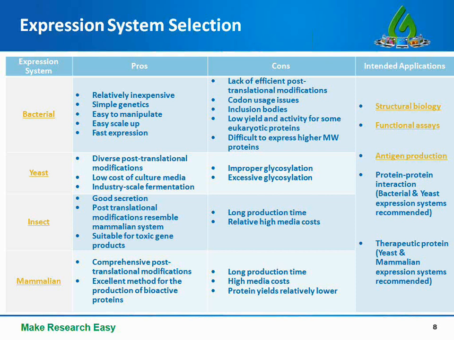Regarding intended applications, theoretically, proteins intended for structural biology studies, functional assays, and antigen production can be produced in either system. And for protein-protein interaction studies, we recommend using bacteria or yeast expression system. For therapeutic proteins, we recommend yeast or mammalian system. As I mentioned earlier, every protein is different and each project has a specific requirement on the protein. Thus, the final decision has to be made by considering all the impacting factors. By statistics, bacteria expression is still the most popular one, but we see that mammalian expression is catching up in the drug discovery field.